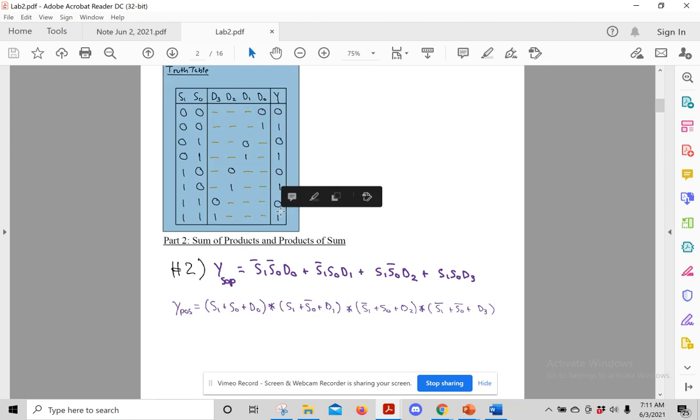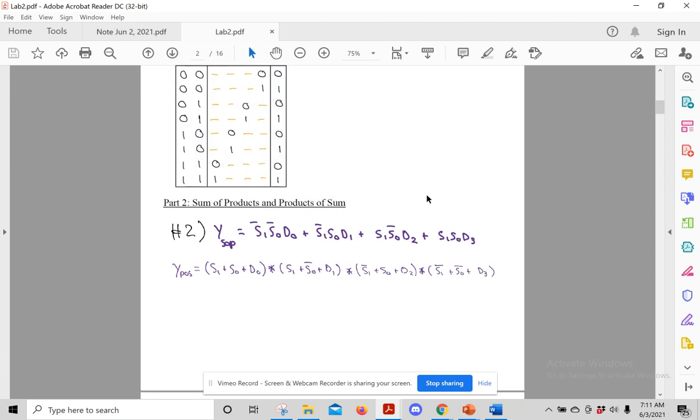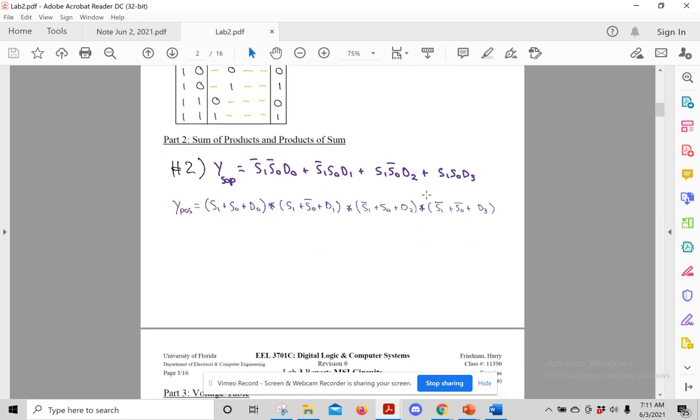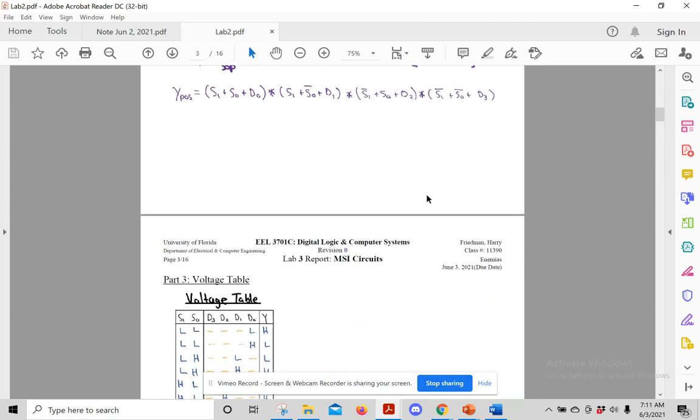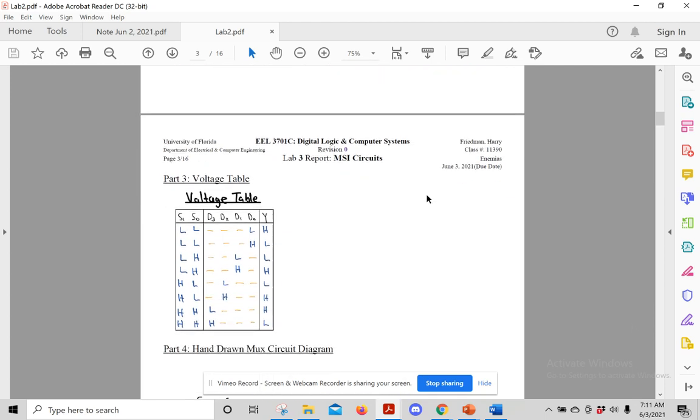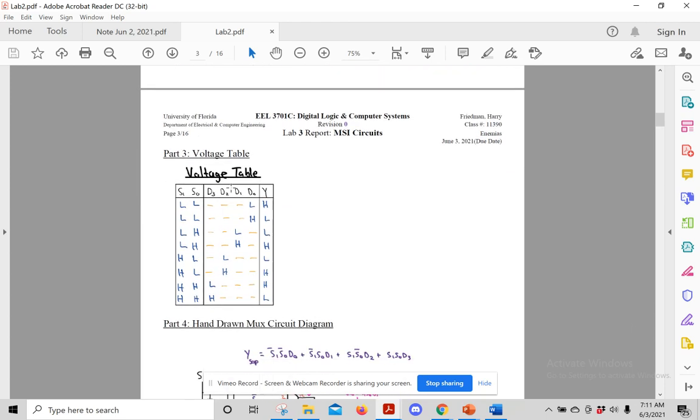And then from the voltage table, I calculated the sum of products, and we use the sum of products later on when it comes to making the actual logic gates, including when we hook them up together. And then we have the voltage table to compare and see if the LEDs it connects to are going on or off based on the select lines.